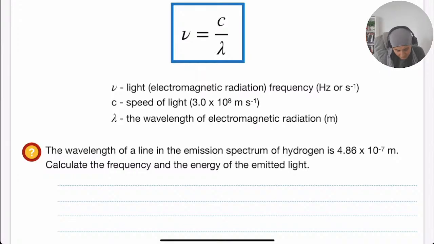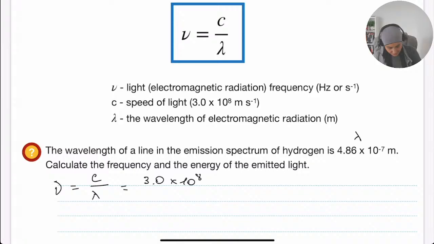And then, let's see what is the question. The wavelength of a line in the emission spectrum of hydrogen is 4.86 times 10 to the negative 7 meters, so the units are fine. Calculate the frequency and the energy of the emitted light. Let's calculate the frequency. We know the wavelength, lambda. So I find the frequency using this formula, c over lambda. I do 3 times 10 to the power of 8 over 4.86 times 10 to the negative 7.